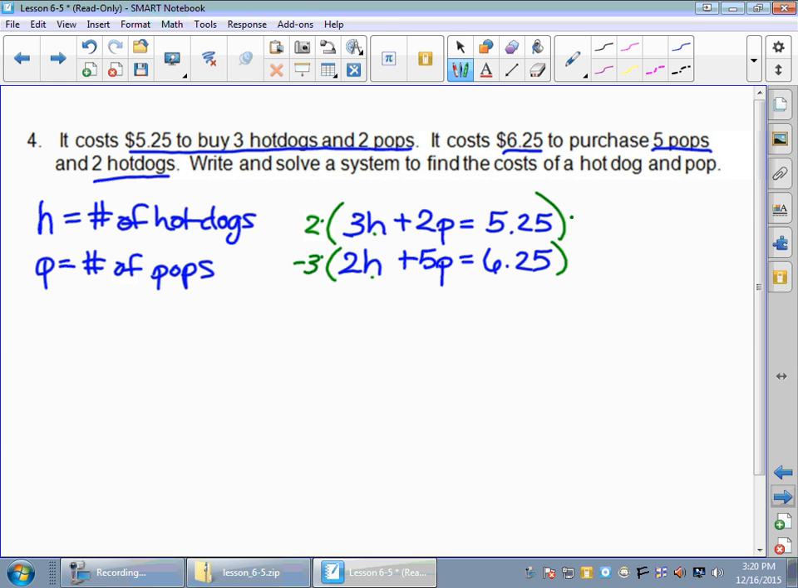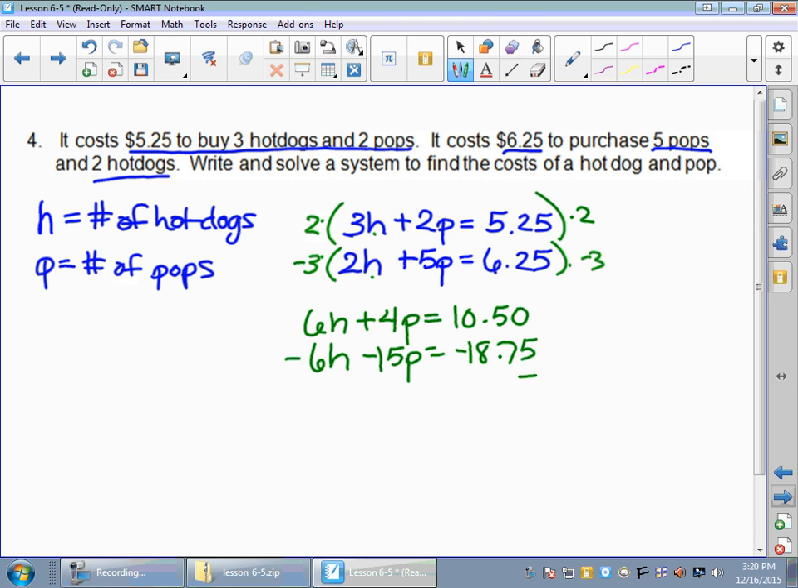Don't forget to do both sides. I'm actually going to put the 2 and the -3 on the other side as well. So I'm multiplying both sides by that. When I do that, I end up with 6H plus 4P is equal to 1050. And on the bottom, I end up with a -6H minus 15P is equal to -1875. When I add these two columns together, the H's cancel.